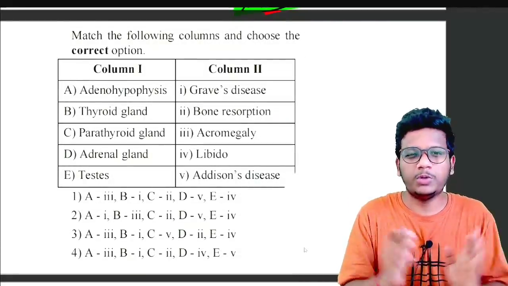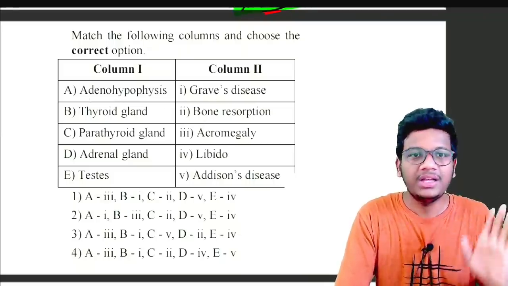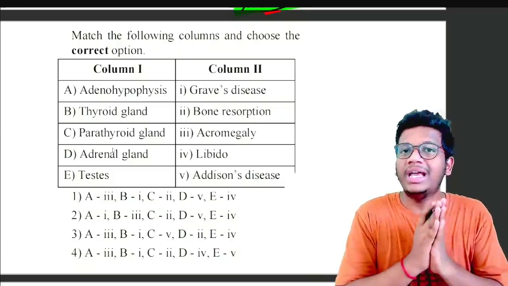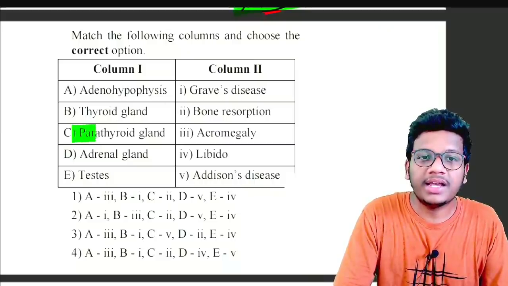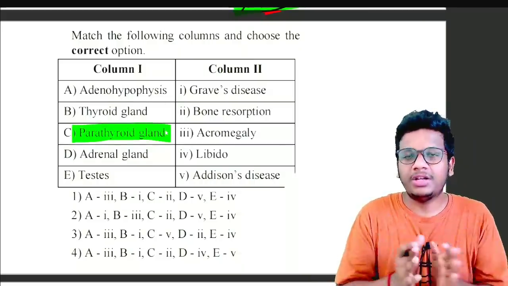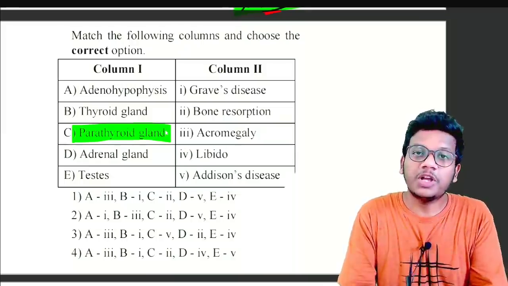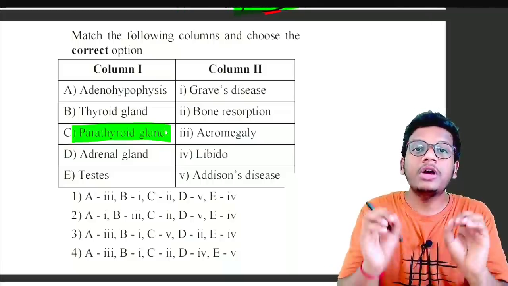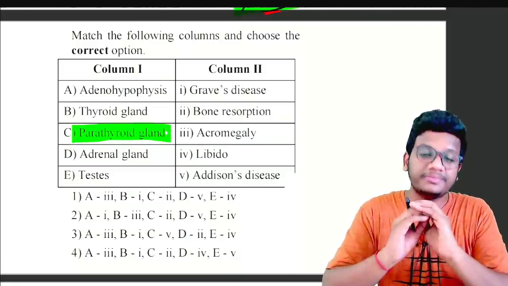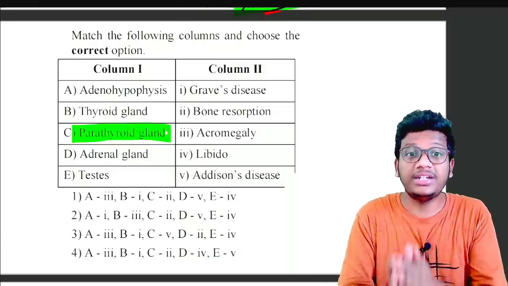It's very important, note it down. Match the following columns and choose the correct option. We have five items here, let's go through them, guys. If you are my regular viewer, I have told you one thing. The parathyroid gland secretes parathormone, PTH. Parathormone is essential for the reabsorption of calcium and excretion of phosphate. Note my words, very important. It reabsorbs calcium and excretes phosphate in the renal tubule. So anything related to calcium is the parathyroid gland.